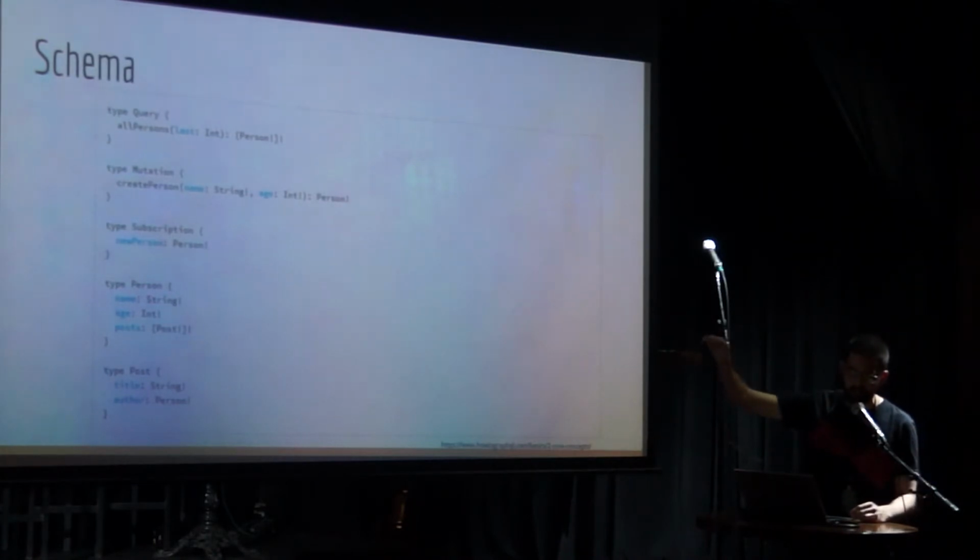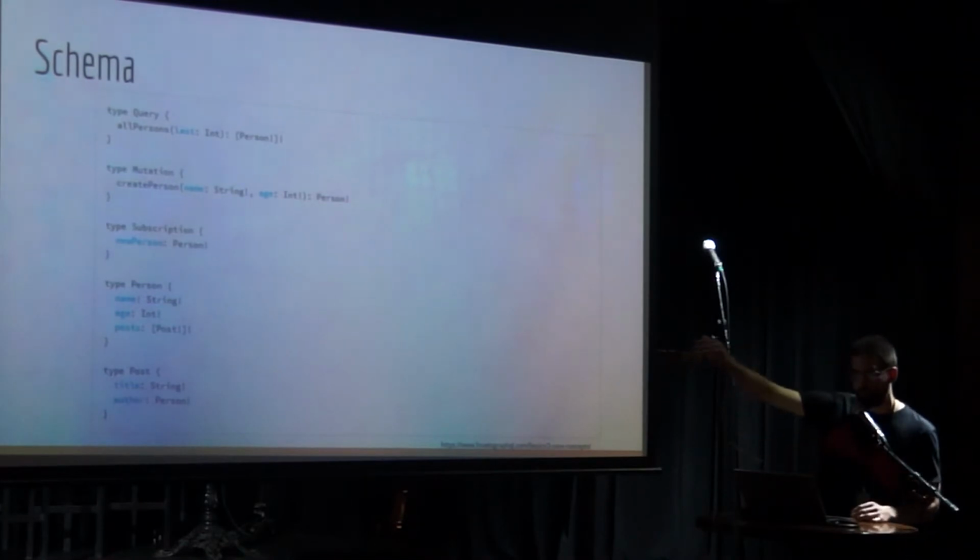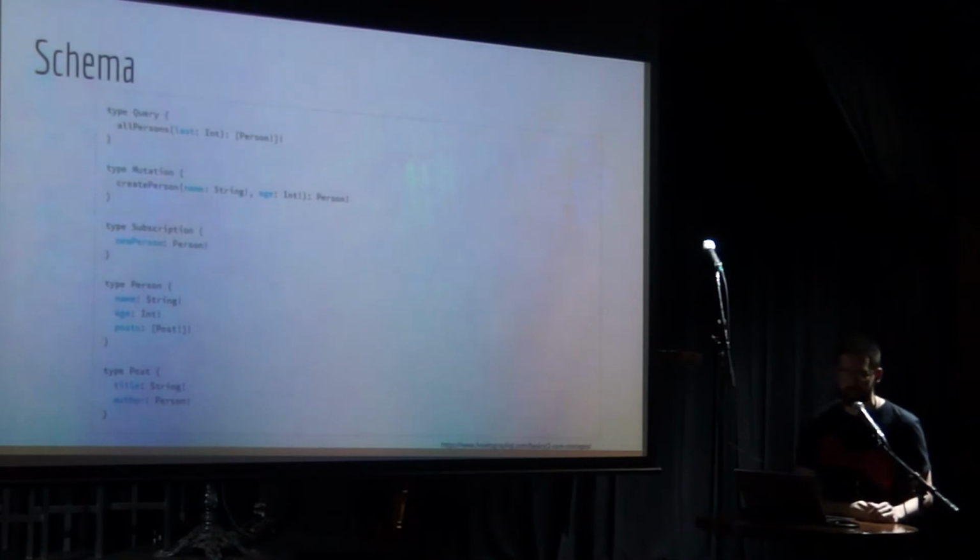In this example, I have one query called allPersons, and on the right side of the columns, you see what object will be returned from the query. So for allPersons, we will return an object Person, which is defined at the end. And the same thing for the mutations. Type subscriptions I won't discuss in this talk today.